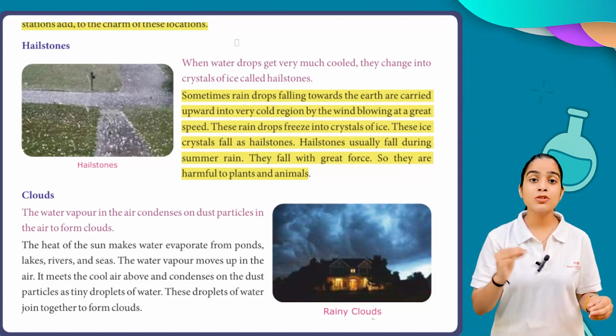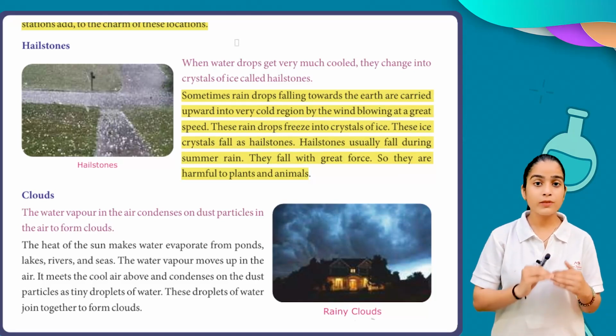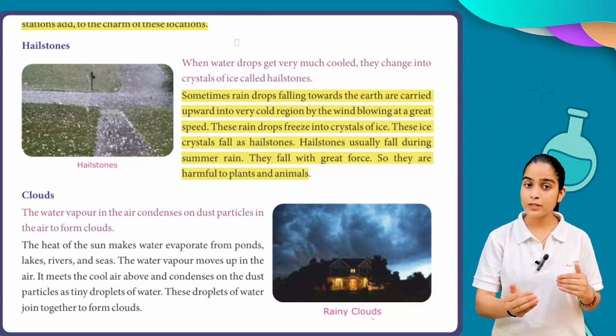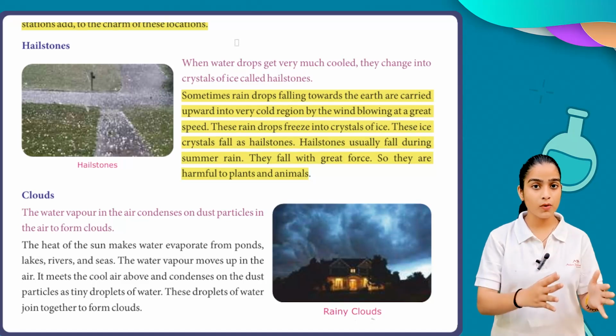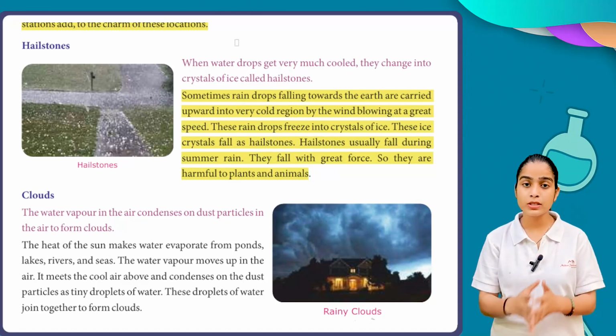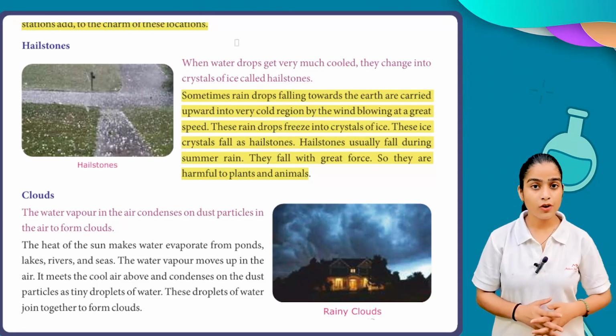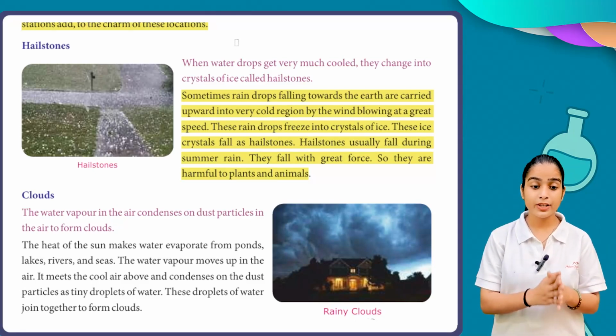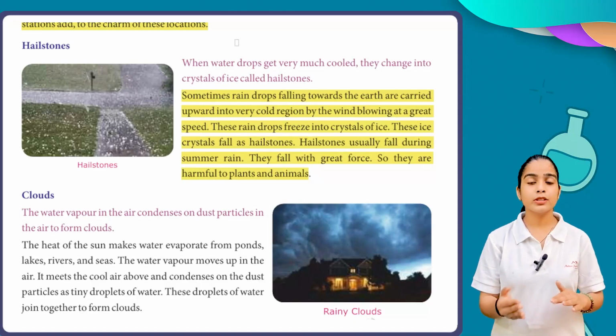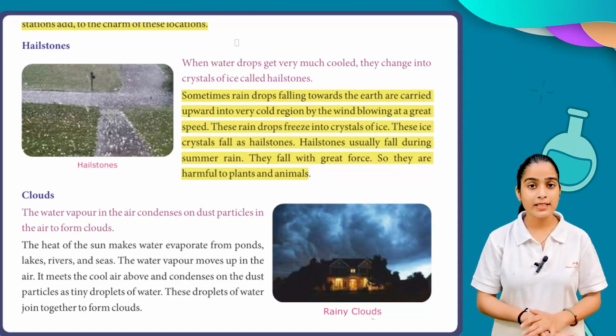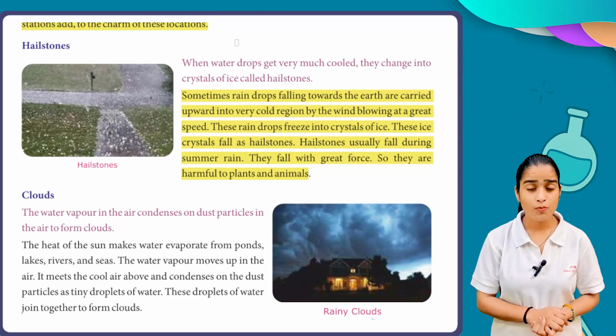Here high temperature means cool temperature. Okay, the moment there is very cold temperature and very high speed, the rain water will be converted into hailstones, and further it falls down on the surface of the earth. But it is very dangerous for the animals, for human beings, and for the plants as well, because they hit so bad. Okay.